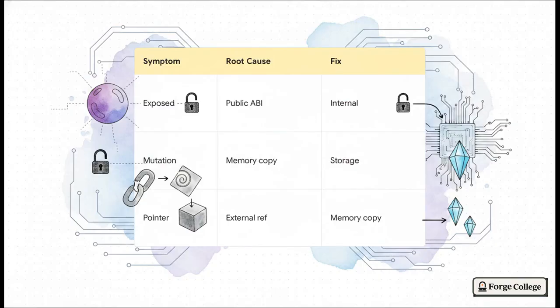Let's quickly review our final quality control debug report, which perfectly summarizes our session today. For the exposed helper symptom, the root cause was an accidental public ABI, and our minimal fix was changing the visibility to internal. For the lost mutation symptom, the cause was modifying a temporary memory copy, and our fix was swapping that out to use a direct storage reference. And finally, for returning a pointer, the root cause is that storage references just aren't allowed externally, so we fixed it by returning a safe memory copy instead.